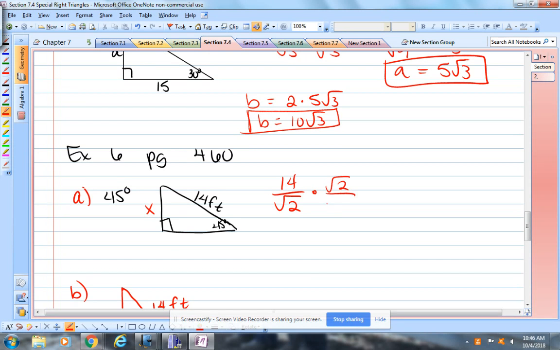Multiply by radical 2 over radical 2. Multiply across. 14 times radical 2 is 14 radical 2, divided by the square root of 4. And what is the square root of 4? So what's 14 divided by 2? 7 radical 2, and that is feet. Correct?